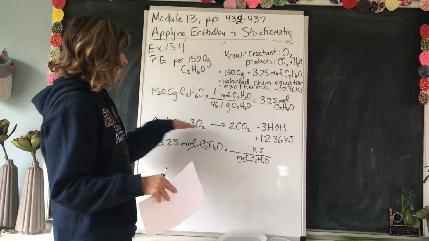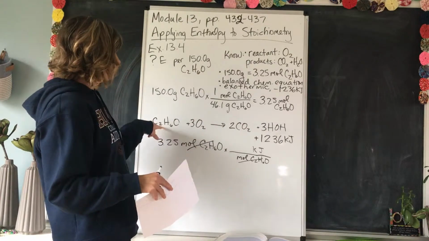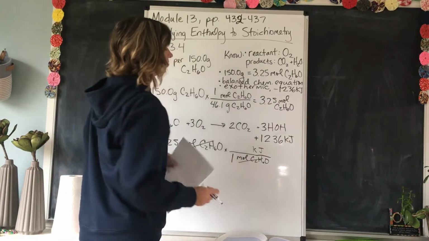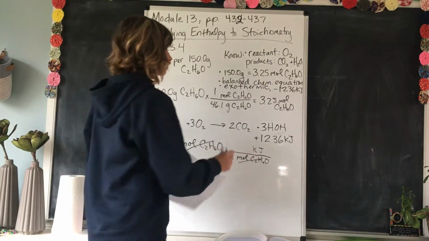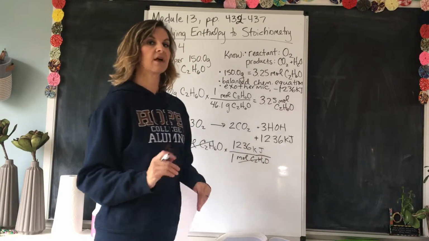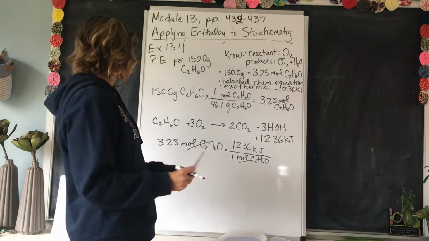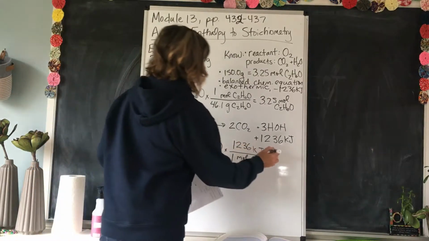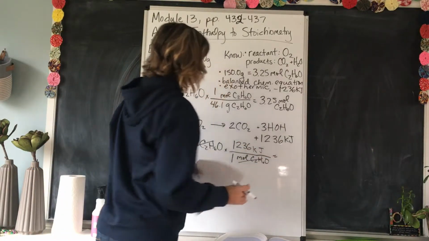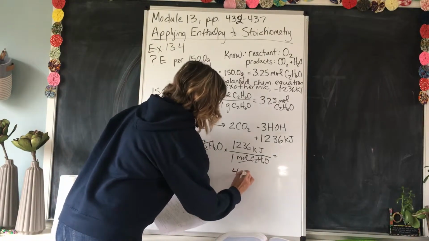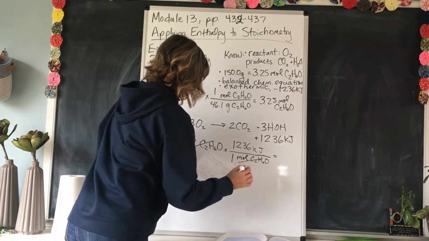The balanced equation told me that for every 1 mole of ethyl alcohol, so I'm going to put a 1 down here, we produced 1,236 kilojoules of energy. So that's where the number goes in there. And then we're going to multiply. 3.25 times 1,236 kilojoules equals 4,020.